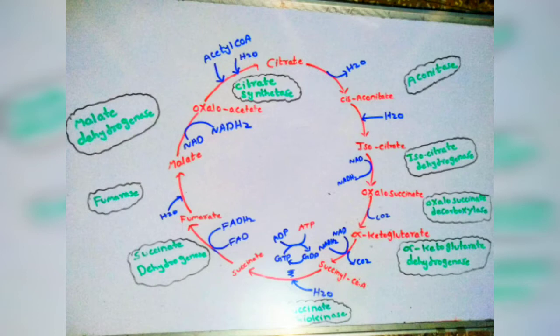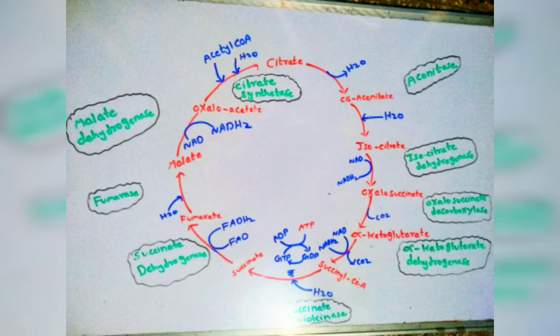Then citrate undergoes dehydration, that is removal of water, and forms cis-aconitate. Then cis-aconitate again undergoes rehydration, that is it takes the water molecule again, and there is formation of isocitrate. The enzyme involved in both reactions, from citrate to cis-aconitate and from cis-aconitate to isocitrate, is aconitase.